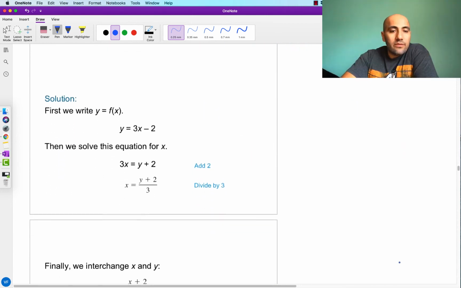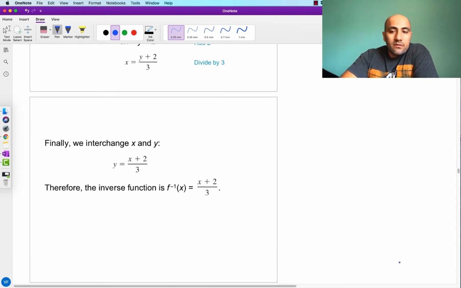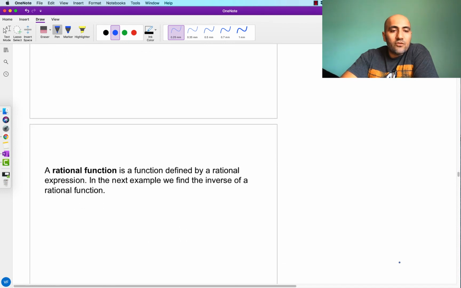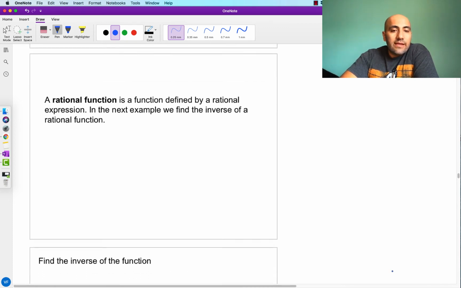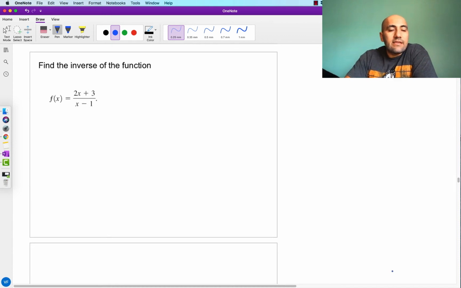So this is what the author did. Same thing. A rational function is a function defined by a rational expression. In the next example, we find the inverse of a rational function. So find the inverse of this one.